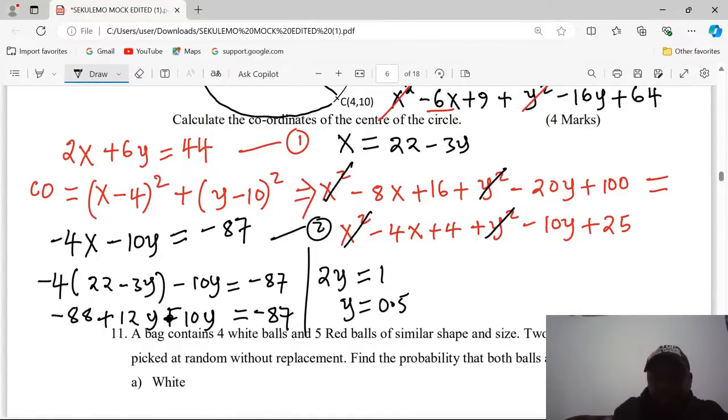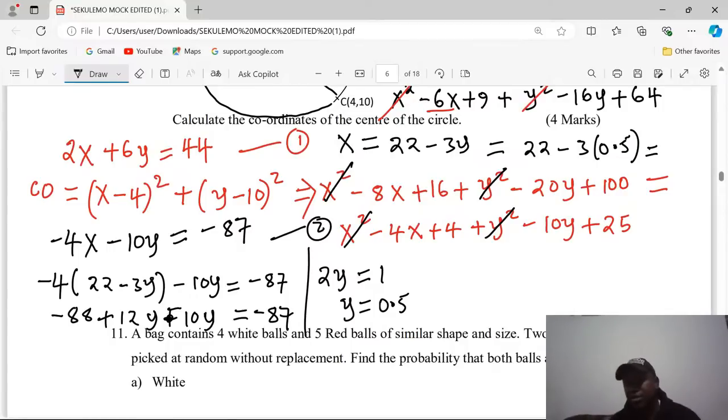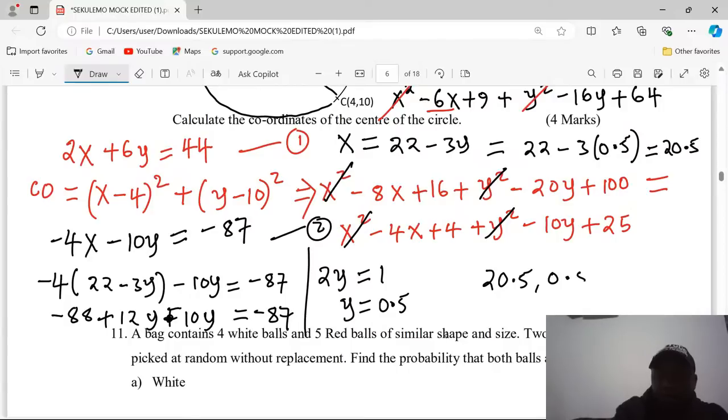With 0.5, the value of x can be obtained from this 22 minus 3 into 0.5, and you know that will be 1.5. So 22 minus 1.5 will become 20.5. And that means the coordinates of the center shall be 20.5, 0.5. So that is how we operate such a question.